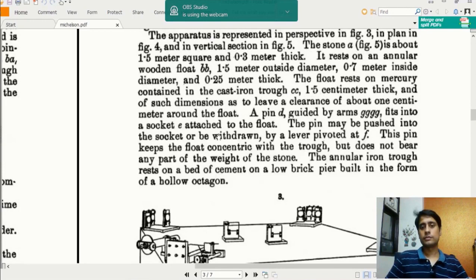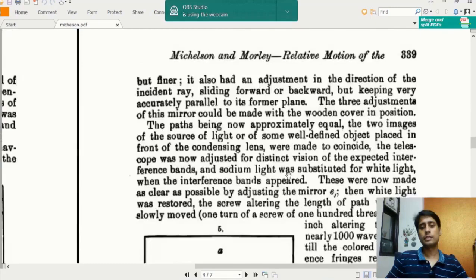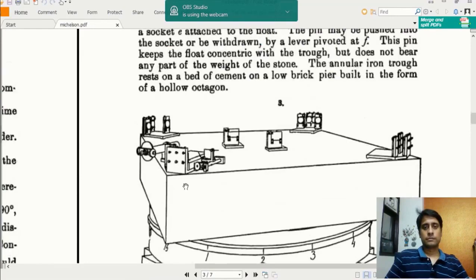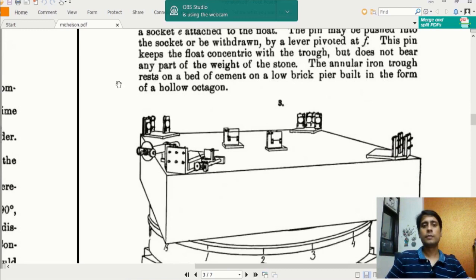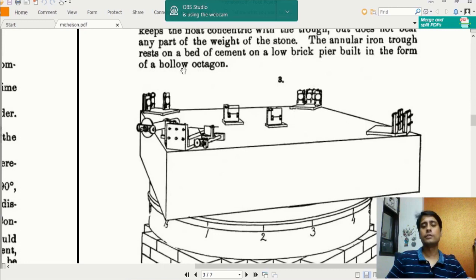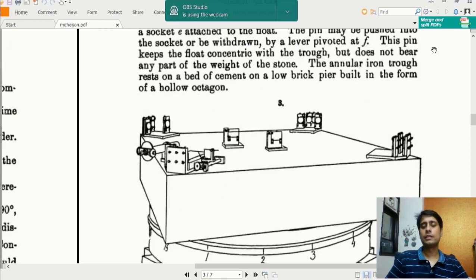The socket E is attached to the float. You can see that this is the socket E. The pin may be pushed into the socket or be withdrawn by a lever pivoted at F. So we have already discussed these things. This pin keeps the float concentric with the trough but doesn't bear any part of the weight. So this is one thing you have to see, that the socket or the pin doesn't bear any weight. It just makes the whole apparatus, the float, concentric with the trough.